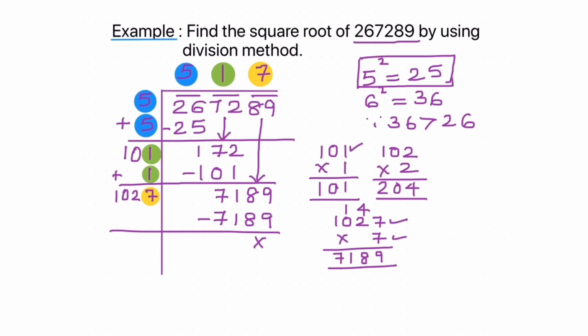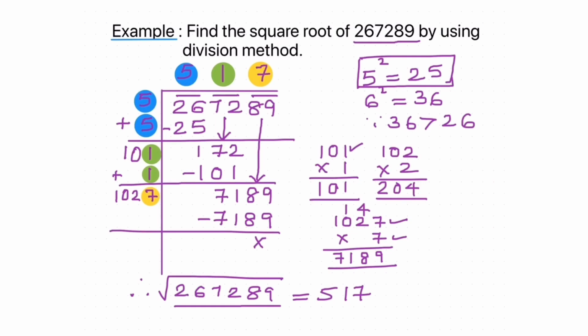Therefore, square root of 2,67,289 is equal to 517. This means that when 517 is multiplied by itself, we get 2,67,289, which is the radicand.